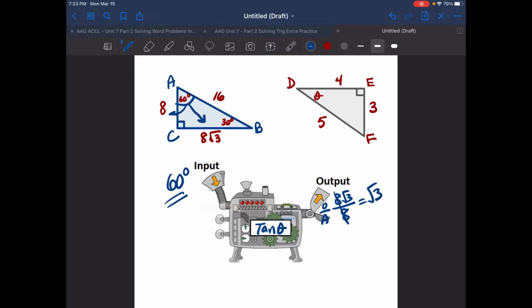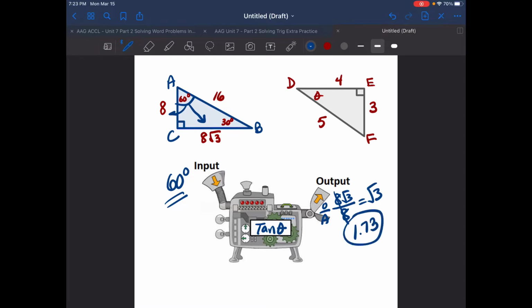Or if you take your calculator, ladies and gentlemen, what do you get if you type in the tangent of 60 or if you type in the square root of 3? And that's right, you're going to get approximately 1.73 every single time.